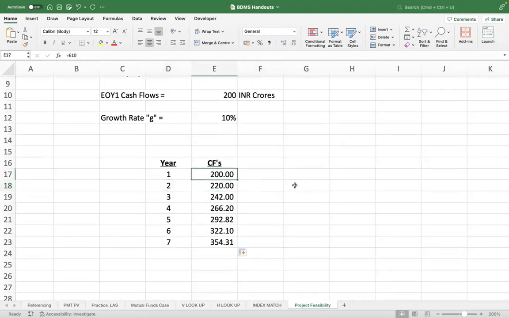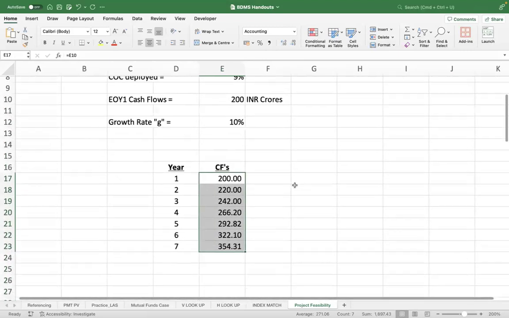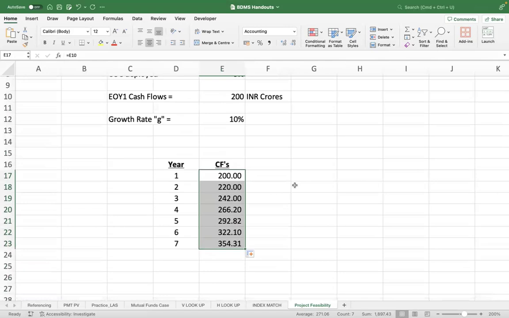Now, if you add these up, you will see you're getting about 1897 crores. So you're investing 1,000 crores and you're getting 1897 crores. So ideally, mathematically, this is a good project. But the challenge is these cash flows are occurring at the end of several years. So we will have to first discount these to the present, because you are planning to invest 1,000 crores when? Today. So you can't compare apple to apple till you bring the future cash flows to the present.